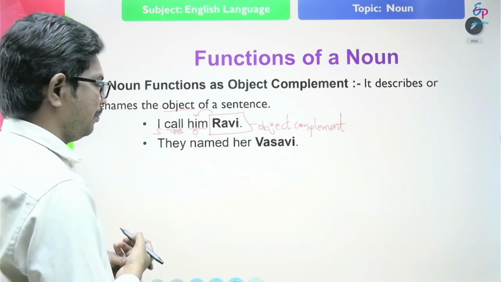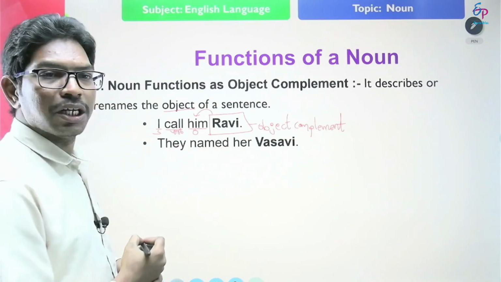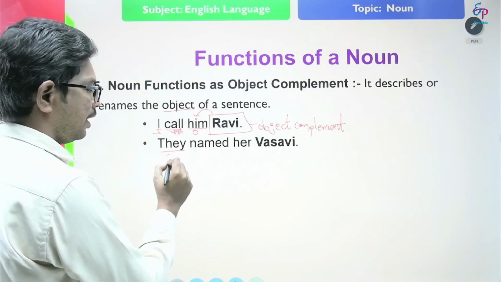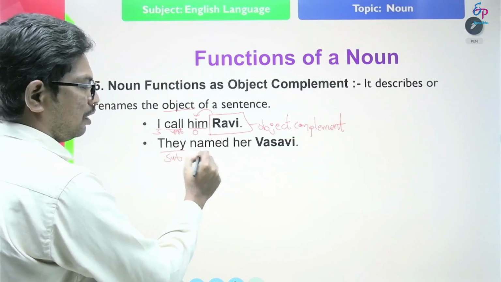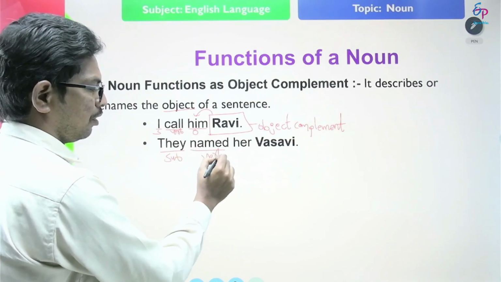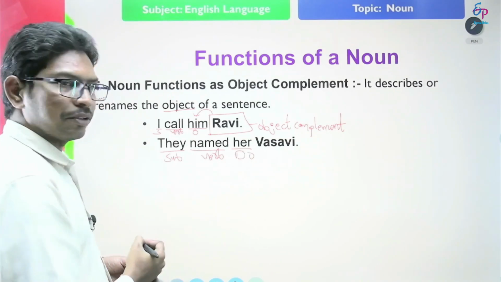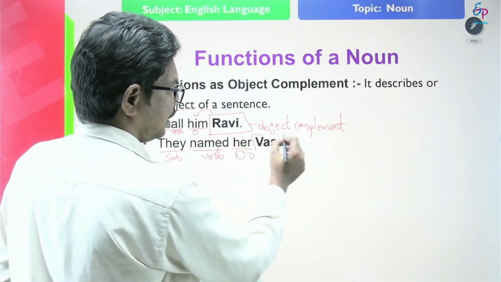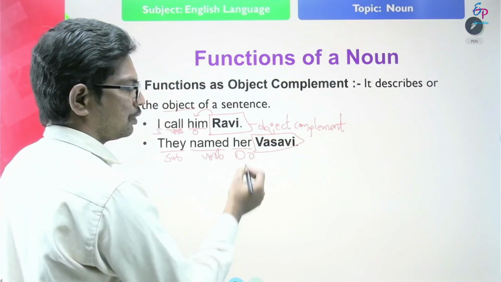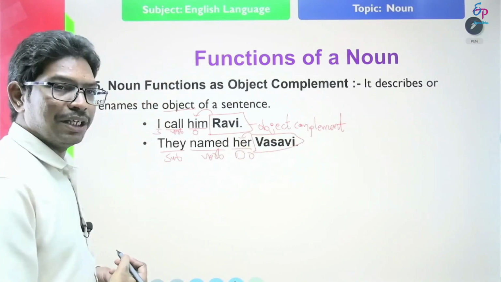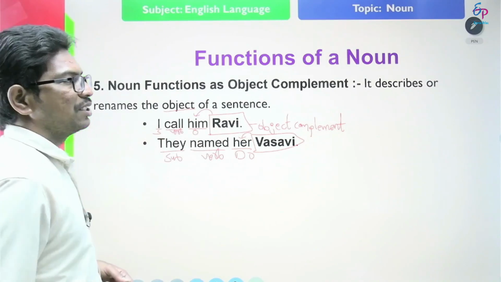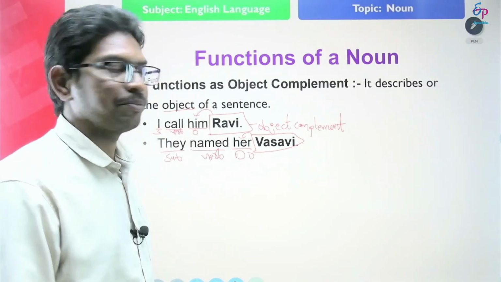Look at another example. They named her Vasavi. What is "they"? This is the subject. "Named" is the verb. Whom did they name? Her. This is the direct object. What is "Vasavi"? This is the object complement. It is describing "her". So, a noun functions as an object complement.